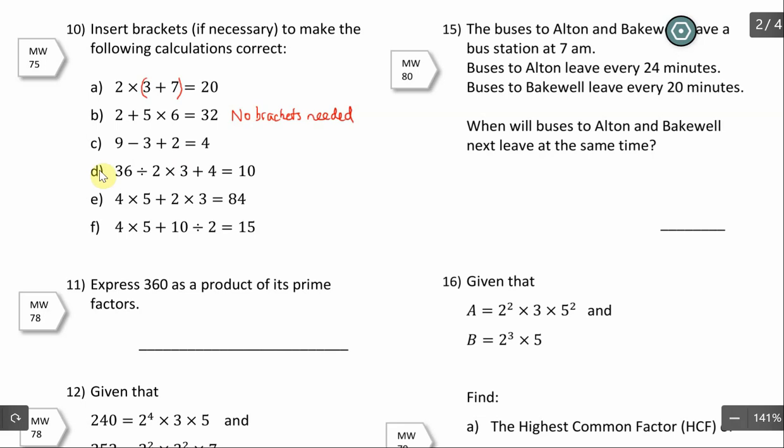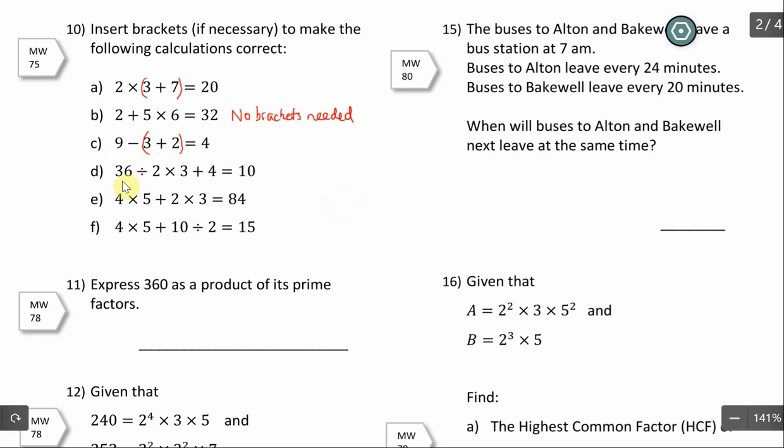On part C, I would just go from left to right here because I've just got subtraction and addition and they are equal priority. So 9 minus 3 would give me 6, plus 2 would give me 8, so that's not right. So if I put brackets around the 3 plus 2, that would give me 5 in the bracket. 9 minus 5 would give me 4.